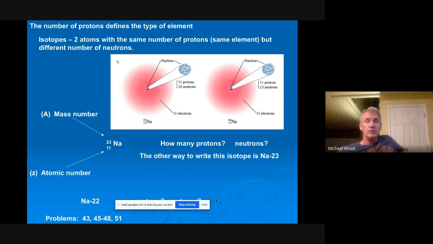Sometimes the protons and neutrons are equal. Okay, and you look on the bottom of this slide, problems 43, 45 through 48, and 51. These would be good problems to be working on now that we went over this.